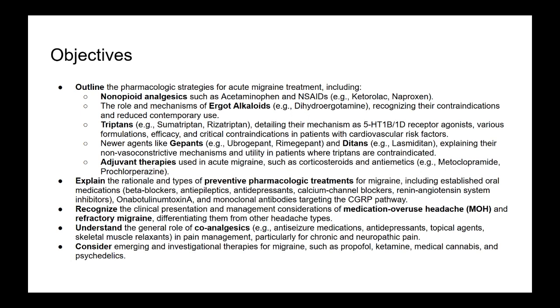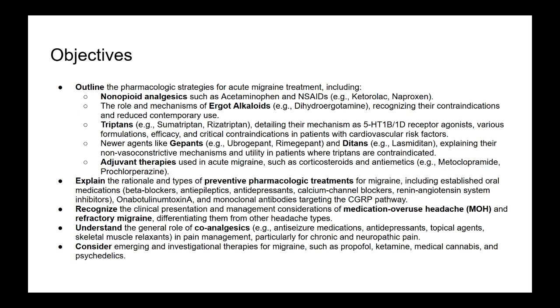Strategies for acute migraine treatment include the use of non-opioid pain relievers such as acetaminophen and nonsteroidal anti-inflammatory drugs, including ketorolac and naproxen. You will also learn about ergot alkaloids, such as dihydroergotamine, their mechanisms, contraindications, and their reduced use in modern practice. The role and mechanisms of triptan medications like sumatriptan and rizatriptan will be explained, including their action as serotonin receptor agonists, different formulations, efficacy, and contraindications in patients with cardiovascular risks.